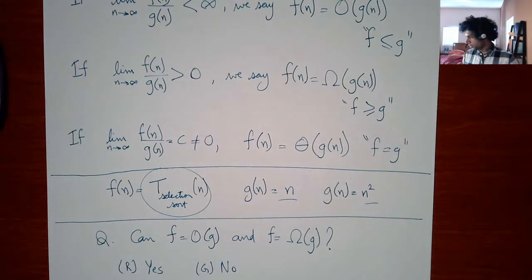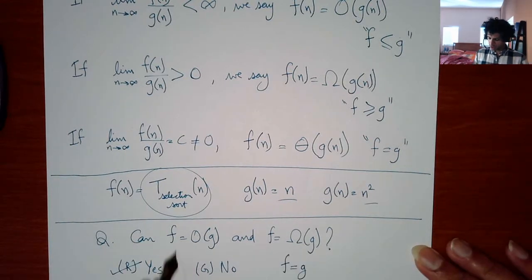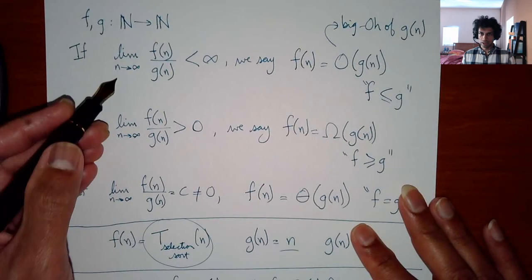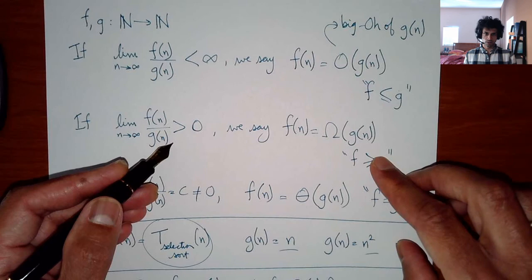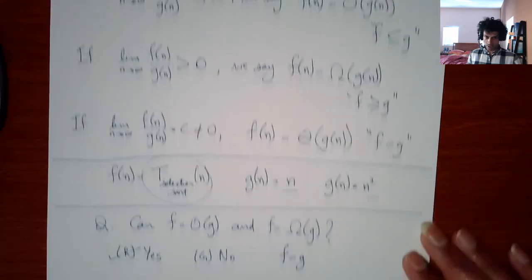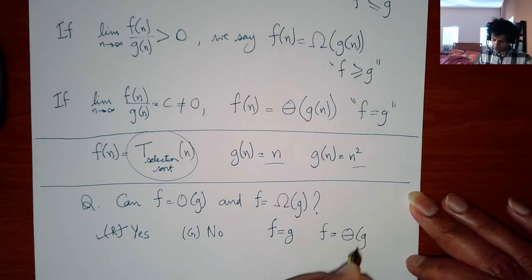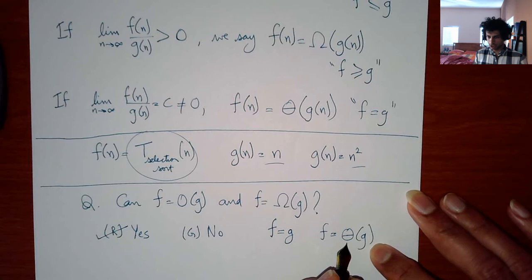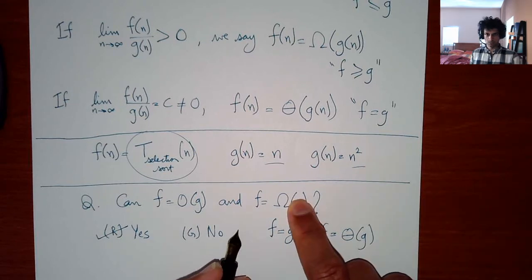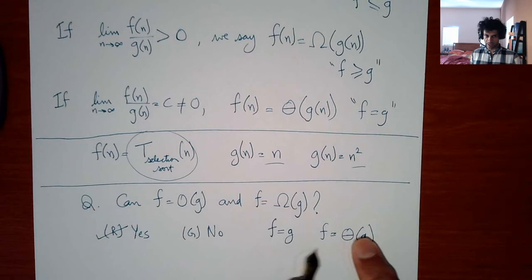Okay, so I think most of you got the correct answer. The answer is yes. f could be equal to g, in which case the limit would be 1, and 1 is less than infinity, so it's O. 1 is greater than 0, so it's omega. Indeed, in any situation where f is theta of g, both of these are happening. So f is theta of g means f is O of g and f is omega of g. When both of these hold, then f is theta of g. That's exactly what this is saying.